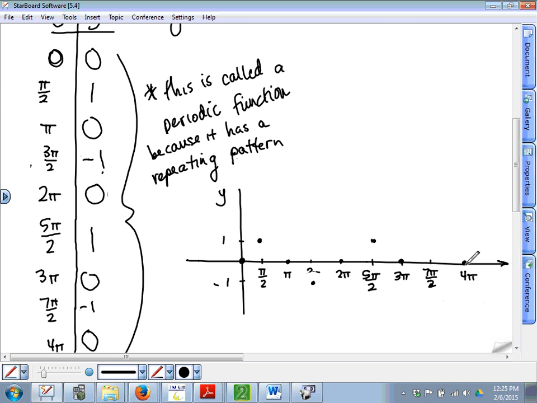Thank you. You guys have those points as well? How do we connect it? With zigzaggy lines? Dotted lines? What do you think? What should we connect it with? Connect it with a smooth curve.